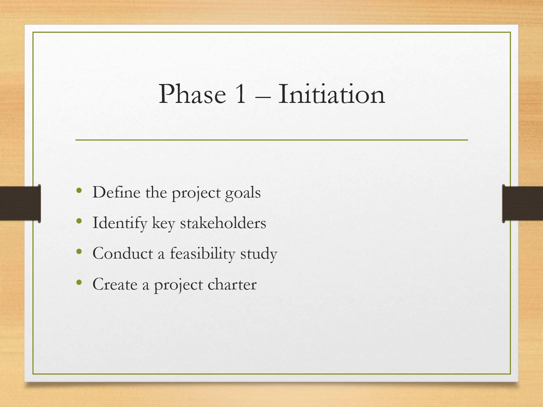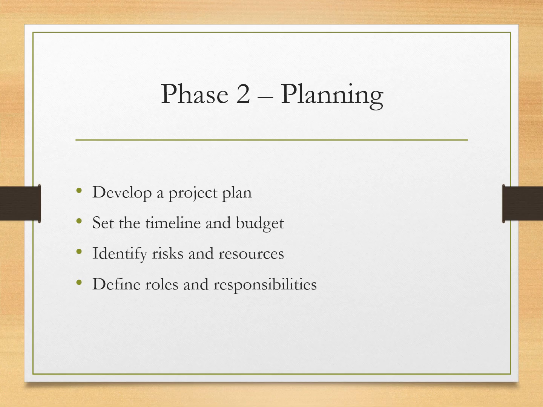The planning phase is where you create the roadmap for how to execute the project. You develop a detailed project plan that outlines tasks, milestones, and deadlines. You estimate the time required and set the budget based on resources and cost. You also identify potential risks that might affect the project and plan how to manage them. It's also important to define who is responsible for what. Assigning clear roles helps avoid confusion later on.